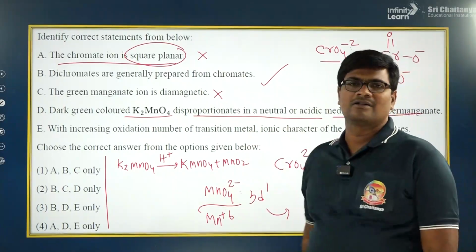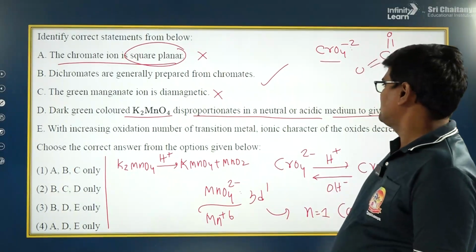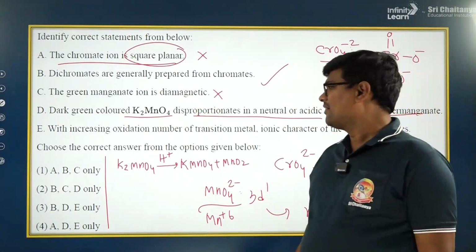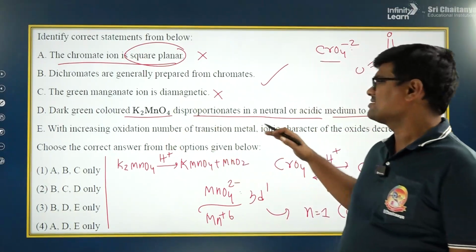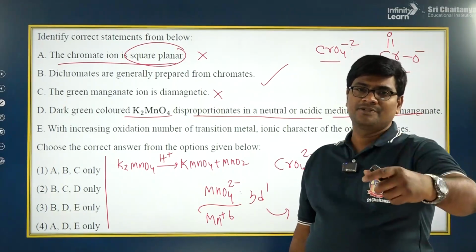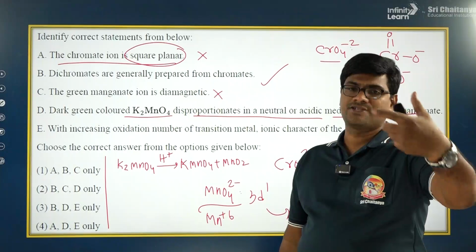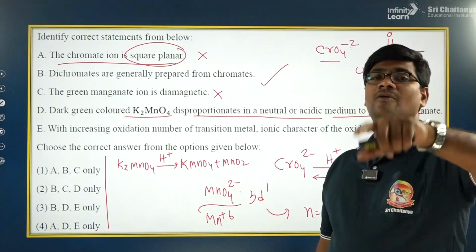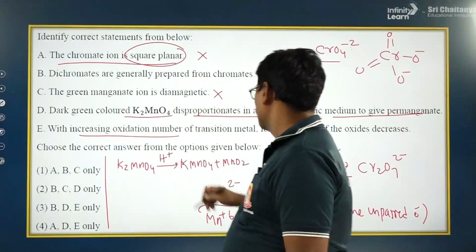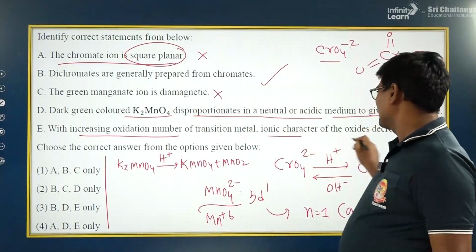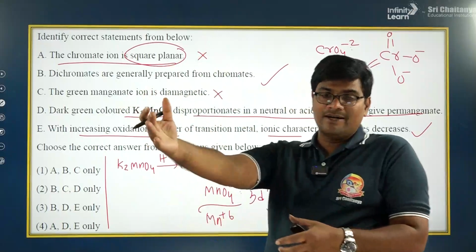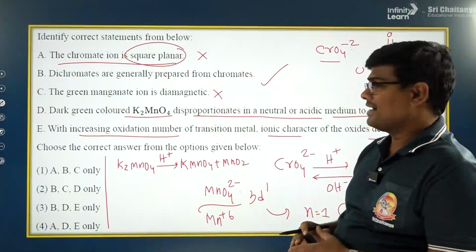Now go for statement E. With increasing oxidation number of transition metal, ionic character of oxides decreases. As we know, covalent character is directly proportional to oxidation number. Higher the charge, higher the covalent character, lower the ionic character. So here increasing oxidation number decreases the ionic character, right statement. Increasing oxidation number increases covalent character and decreases the ionic character.